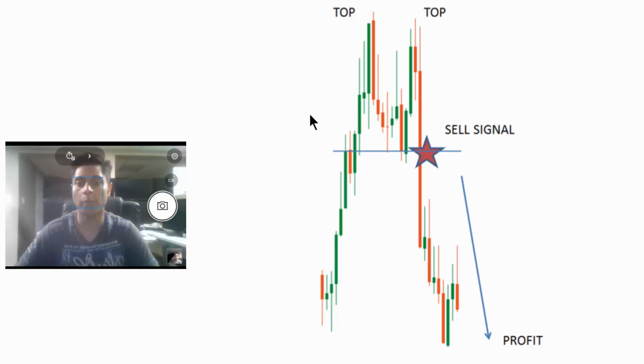Here we have a perfect example of a Forex double top reversal pattern. Now this pattern, as I said, if you're trading it on a higher time frame, it can bring a lot of profit to you.